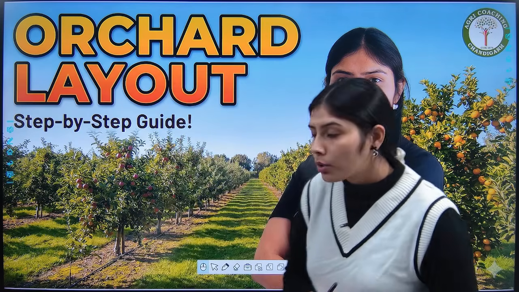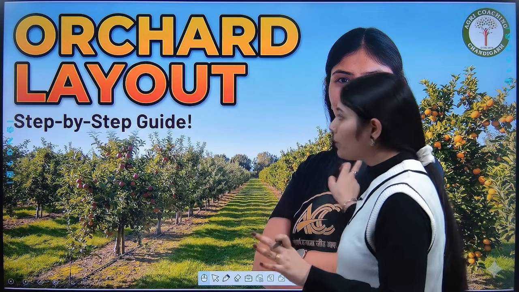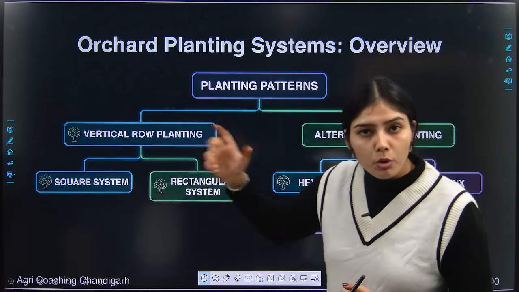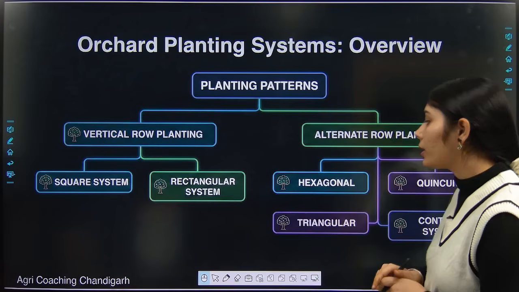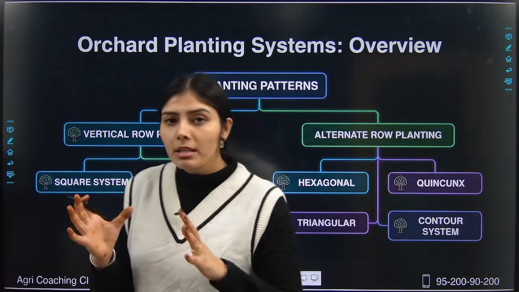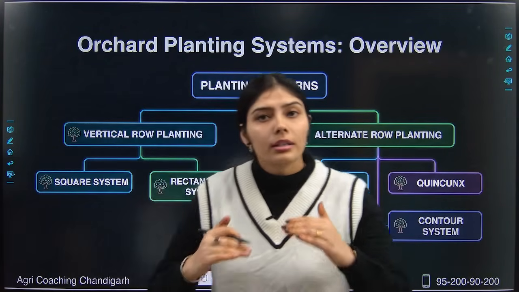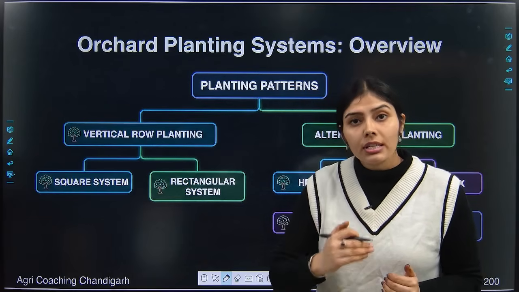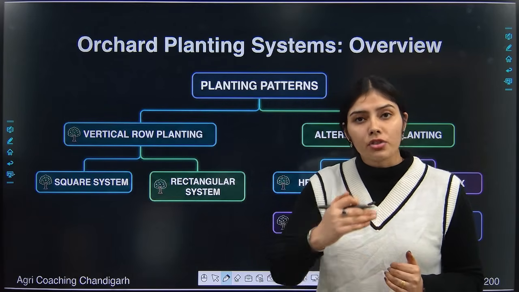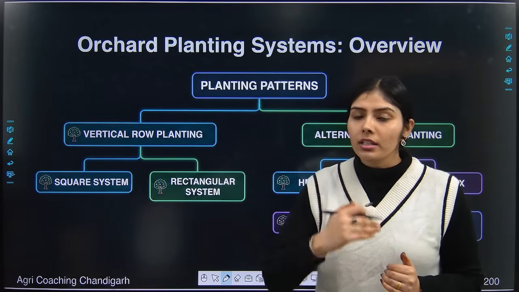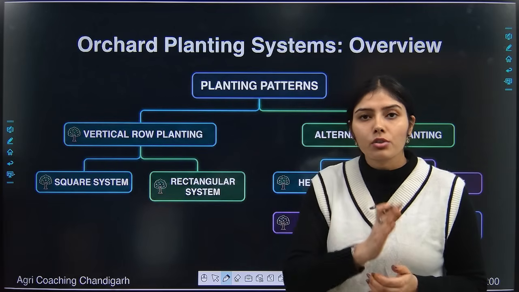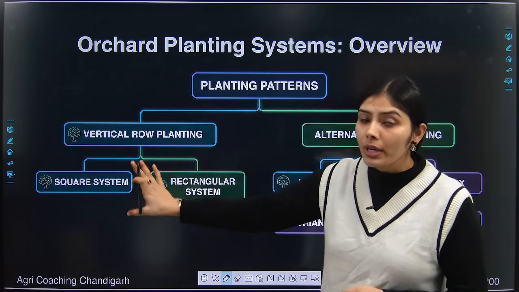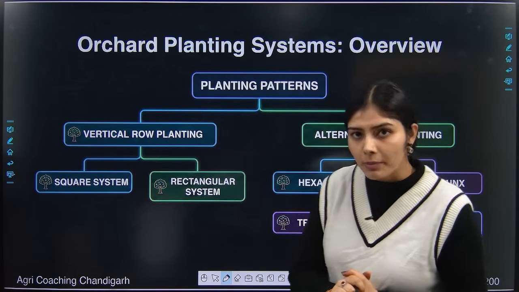So when we talk about the layout of orchard, basically two main types of layout are present. That is your vertical row planting, or we can go with the alternate row planting. So what is the meaning of vertical row? That the layout of the plant is done in vertical rows. So each tree is behind another tree in the adjacent rows. Each tree is behind the other tree directly. That is your vertical row pattern. And vertical row pattern can be further divided into square system as well as a rectangular system.